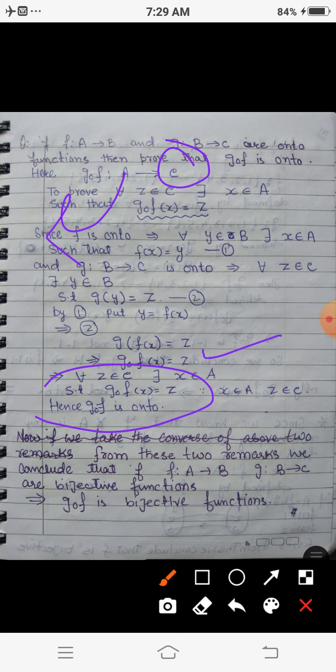So we can say that if we have two one-one functions, then their composition is also one-one. Now if we have two onto functions, then their composition is also an onto function. So from these two we can say that if we have two bijective functions, that is one-one onto functions, then the composition is also a bijective function, because we proved that when we have two one-one functions the composition is one-one, and when we have two onto functions the composition is onto. Hence, from these two theorems, this gof or fog is a bijective function.